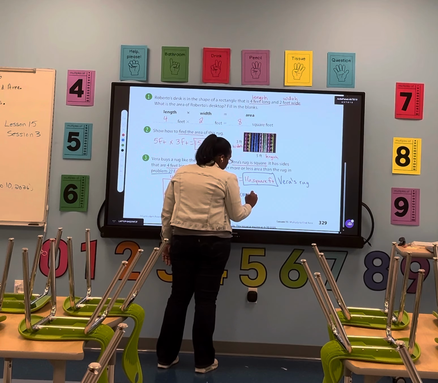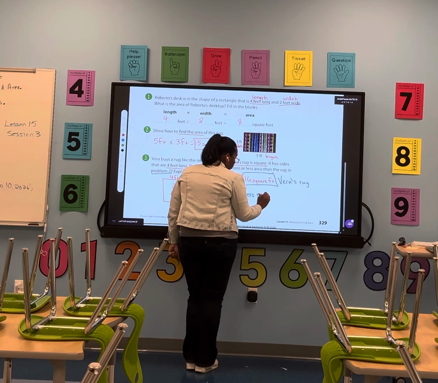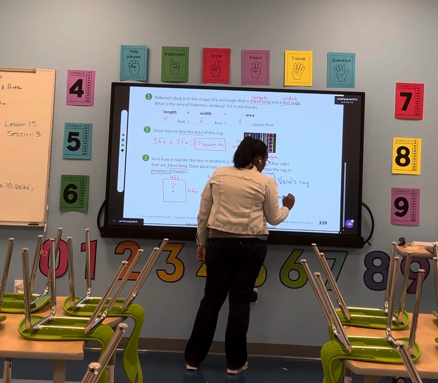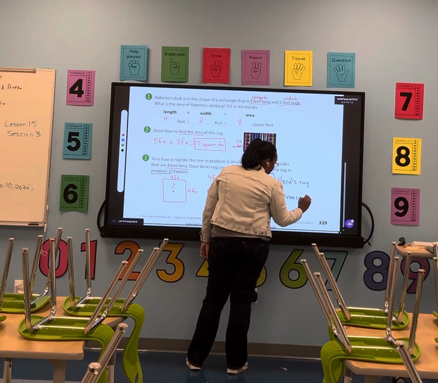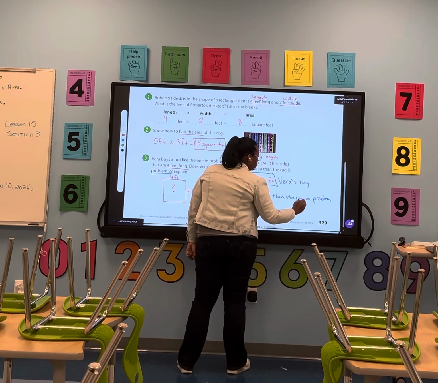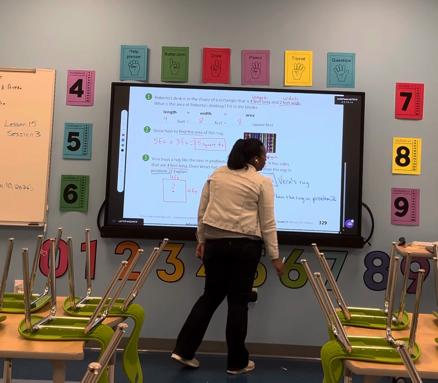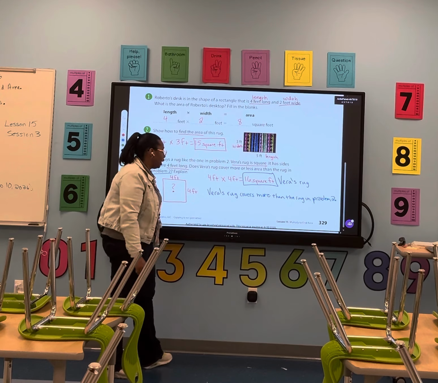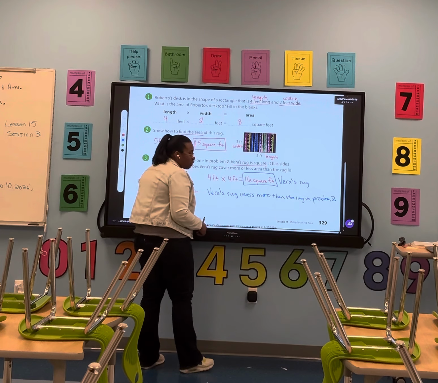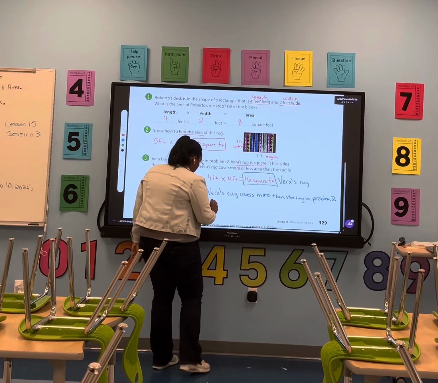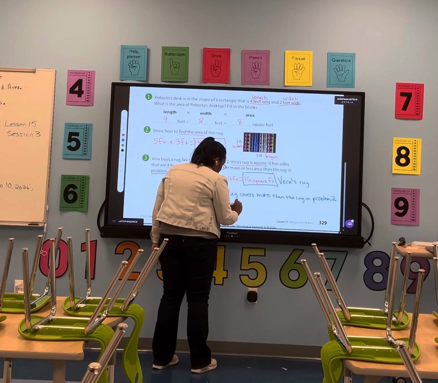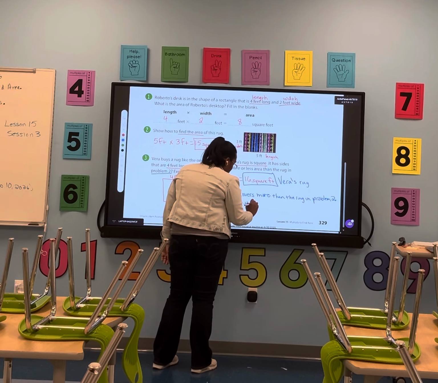covers more than the rug in problem 2. And it asks us to explain. The reason why is because 15 is greater than 16. I'm sorry, I said it backwards, guys. 16 is greater than 15.